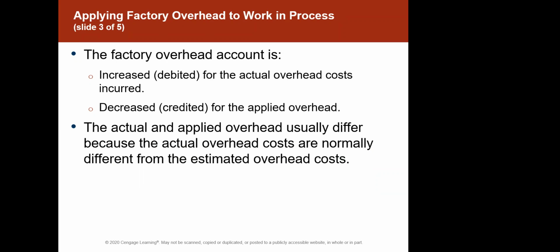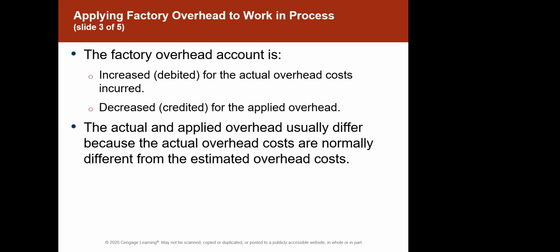Remember earlier in this, we showed where they recorded all of the overhead costs, the costs of management salaries and the costs of sandpaper and all of that. That gets debited to this account. And then we credit it whenever we apply that overhead to jobs. And then the difference between the two is that we're going to either over apply or under apply our overhead.